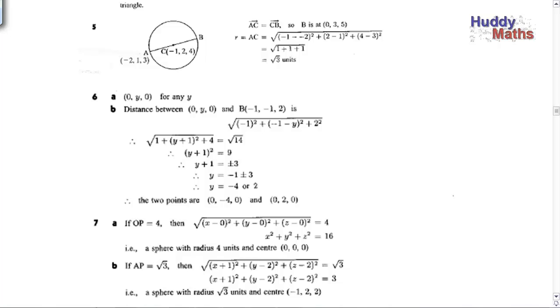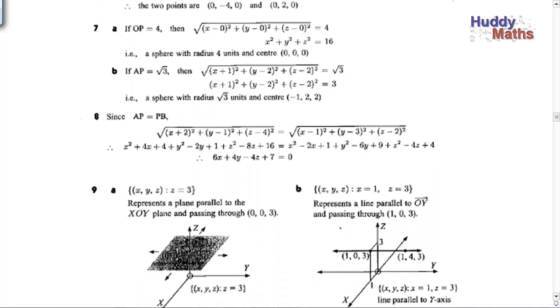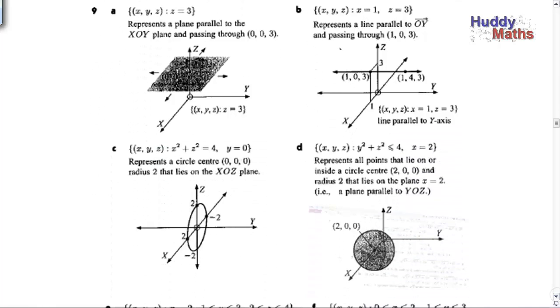And then we'll go to 5 and 6. Interesting little results there. And 7, 8. And question 9 is an important question to get your head around the 3D nature of the work that we're going to be doing.